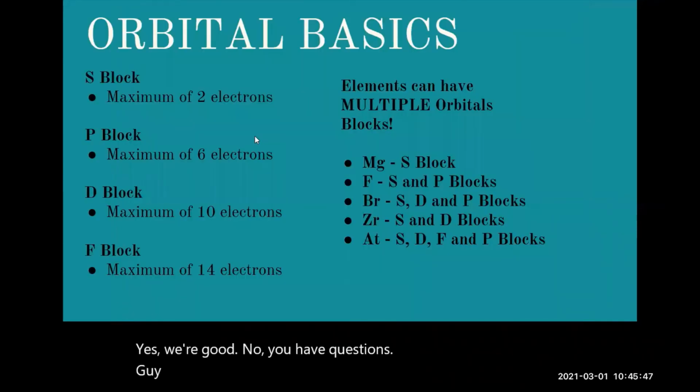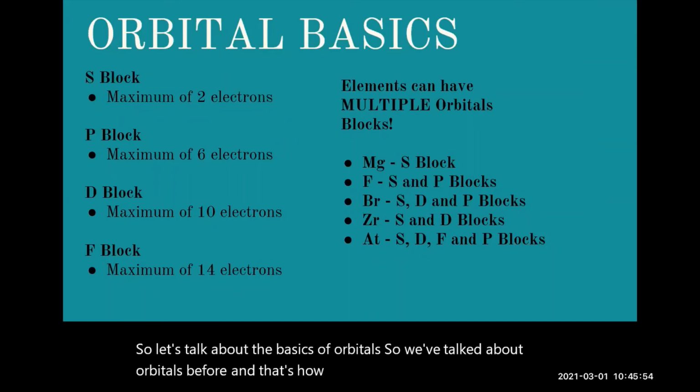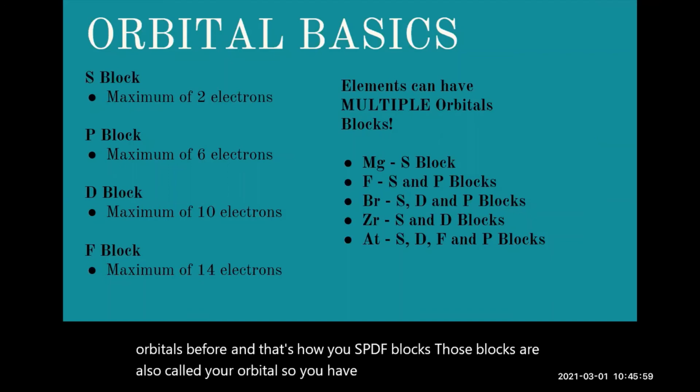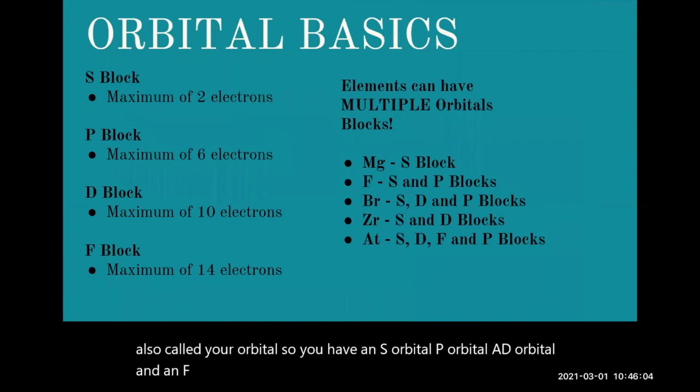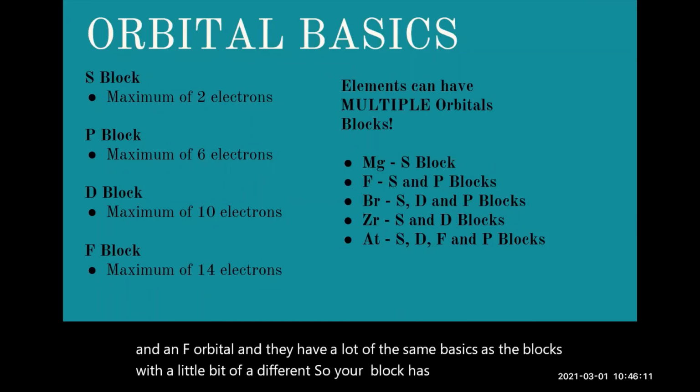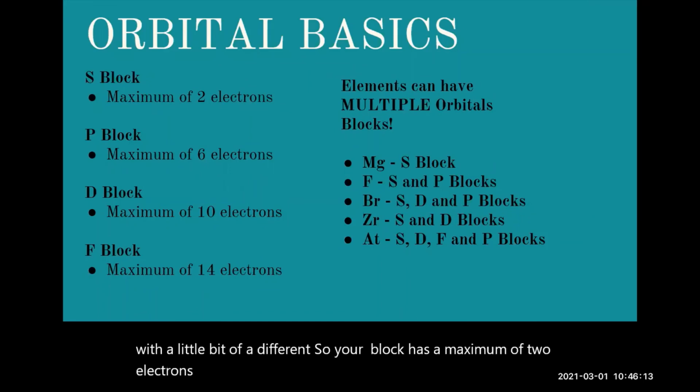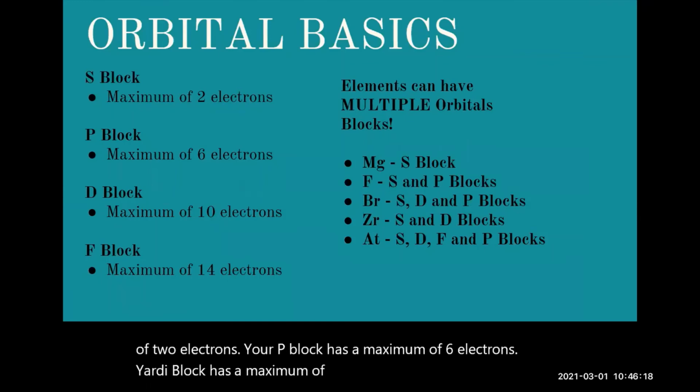So let's talk about the basics of orbitals. We've talked about orbitals before, and that's how you have your S, P, D, and F blocks. Those blocks are also called your orbitals. So you have an S orbital, a P orbital, a D orbital, and an F orbital. And they have a lot of the same basics as the blocks with a little bit of a difference. Your S block has a maximum of 2 electrons. Your P block has a maximum of 6 electrons. Your D block has a maximum of 10 electrons. And your F block has a maximum of 14 electrons.